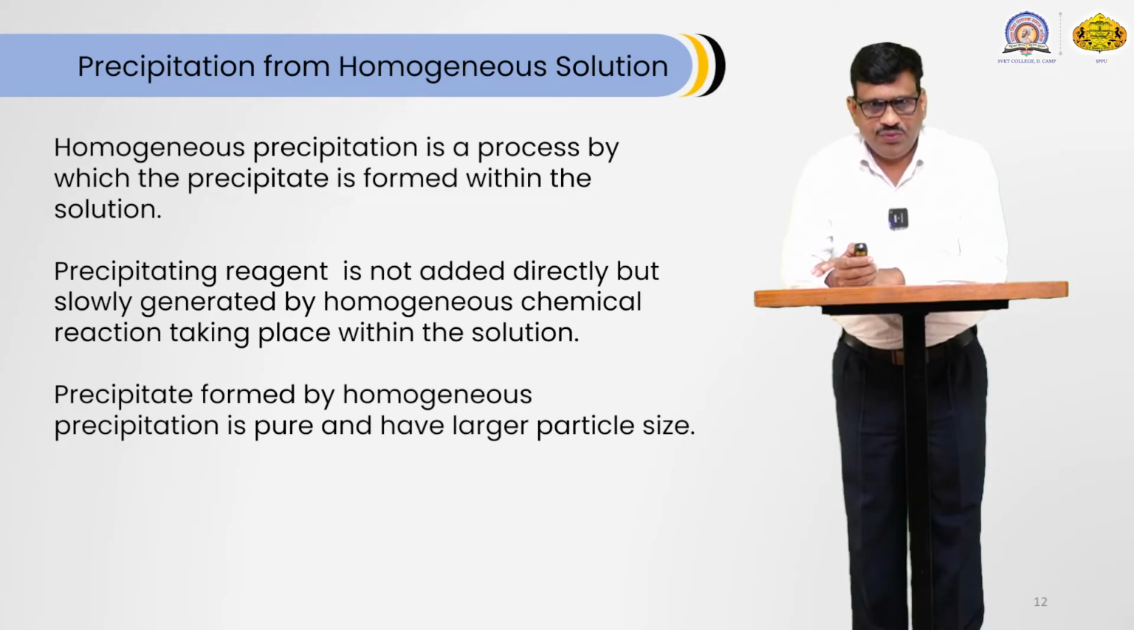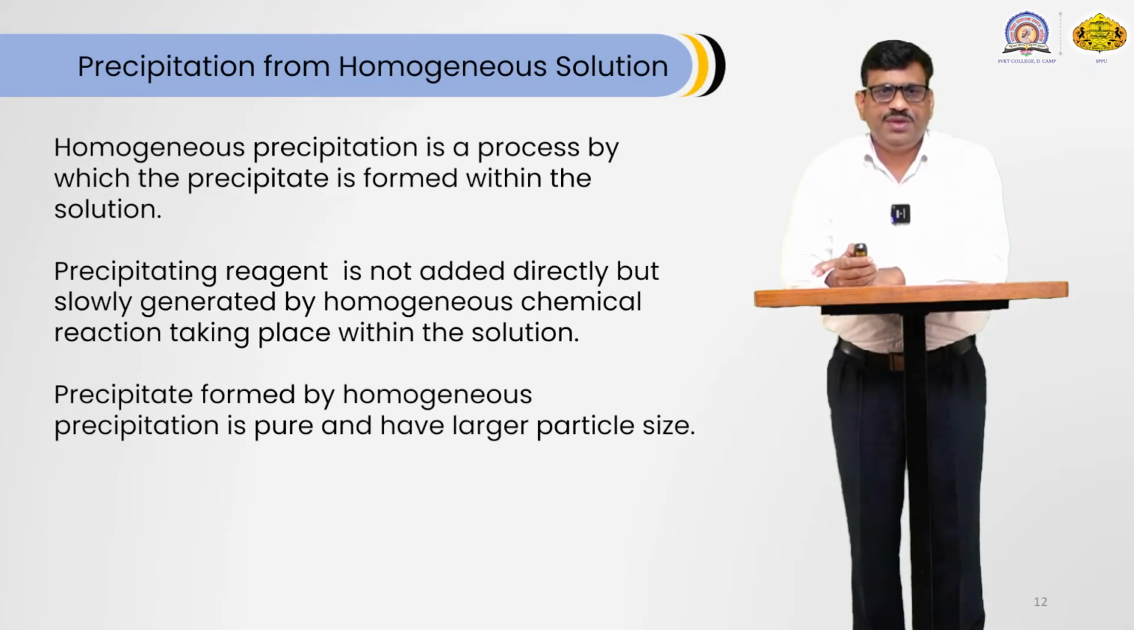Now, another point we are going to discuss in this lecture is precipitation from homogeneous solution. Homogeneous precipitation is the process by which precipitate is formed within a solution. It means in this case we do not add the reagent directly, but the reagent which is responsible for formation of precipitate is generated within the solution. The precipitating agent is not added directly but slowly generated by a homogeneous chemical reaction taking place within the solution. Precipitate formed by homogeneous precipitation is highly pure.